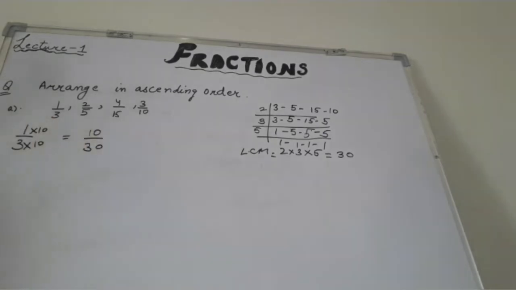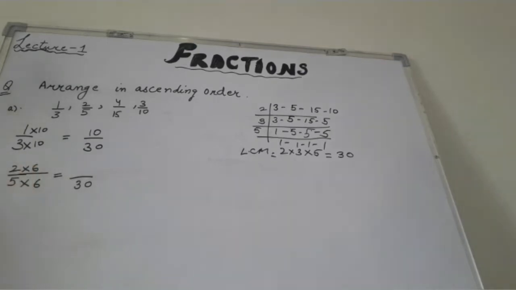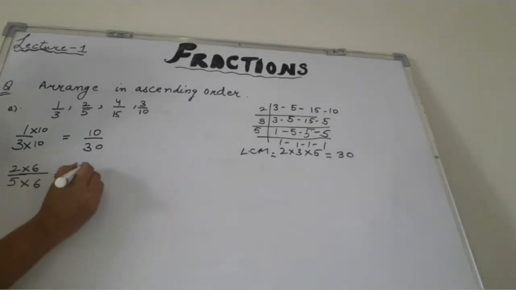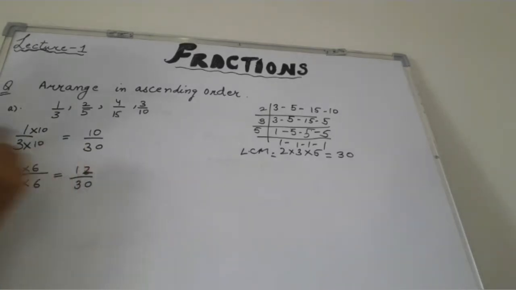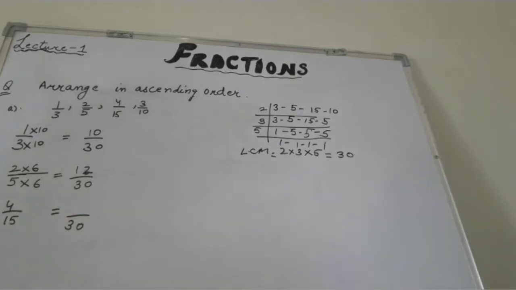If you multiply by 3 at the denominator, you have to multiply by 3 with the numerator also, and you get 10 upon 30. Next, your fraction is 2 by 5. Again, what will you do to make the denominator 30? You will multiply by 6, because 5 6s are 30. So if you multiply 6 with the denominator, you have to multiply 6 with the numerator also, and 2 6s are 12. Then you have 4 upon 15, and tell me what you multiply: you multiply by 2 in numerator and denominator, and you get 8 upon 30.